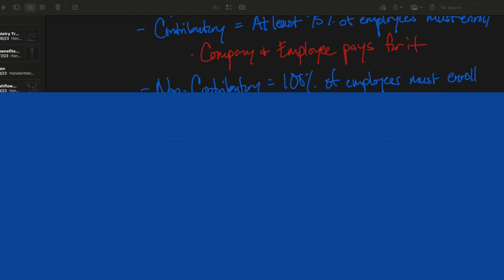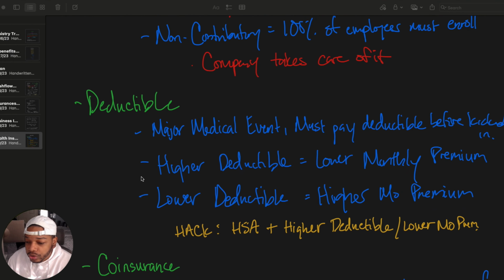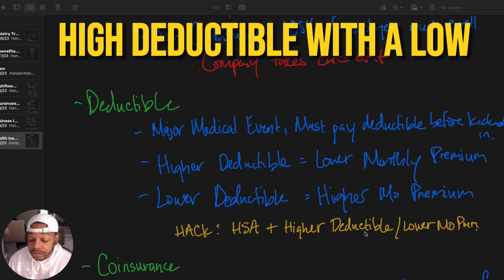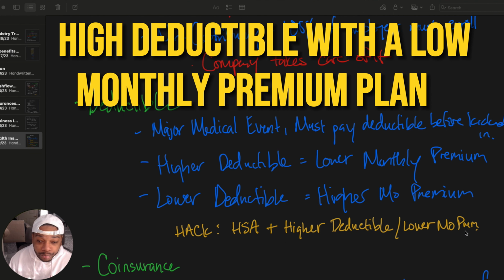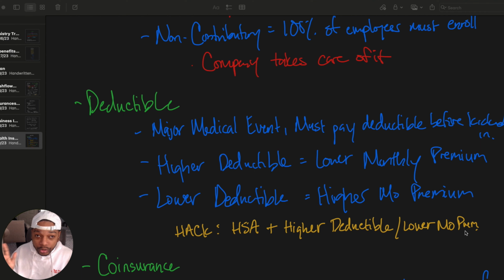So the next thing is, what is a deductible? A lot of people have issues when it comes to a deductible, what it means, what it doesn't mean. I'm gonna break this down, okay? On a major medical event, you must pay a deductible before your insurance kicks in. Okay, that's the hack right there. Another hack is that you want to have an HSA, a high deductible with a low monthly premium plan. That is ideally what you want to have. You want to have a health savings account plus a higher deductible with a lower monthly payment.